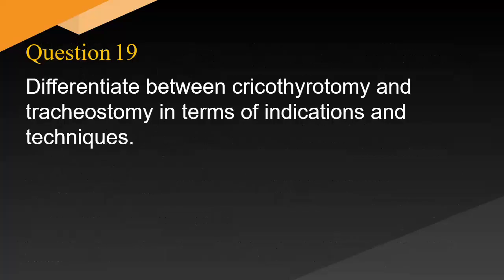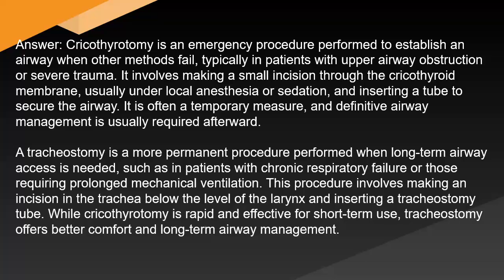Differentiate between cricothyrotomy and tracheostomy in terms of indications and techniques. Answer: cricothyrotomy is an emergency procedure performed to establish an airway when other methods fail, typically in patients with upper airway obstruction or severe trauma. It involves making a small incision through the cricothyroid membrane, usually under local anesthesia or sedation, and inserting a tube to secure the airway. It is often a temporary measure, and definitive airway management is usually required afterward.